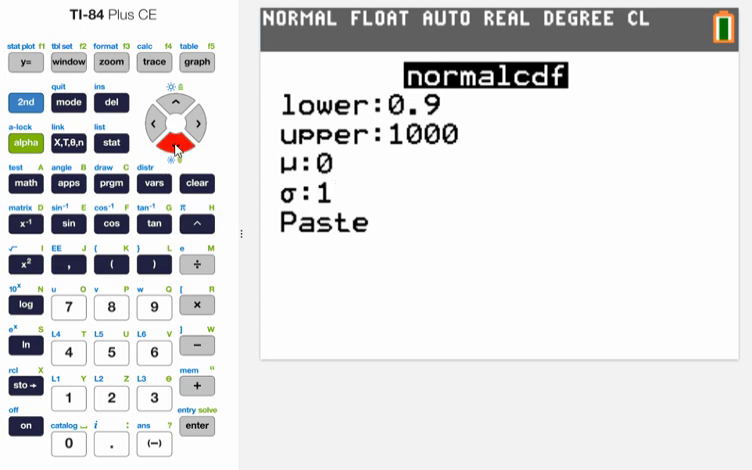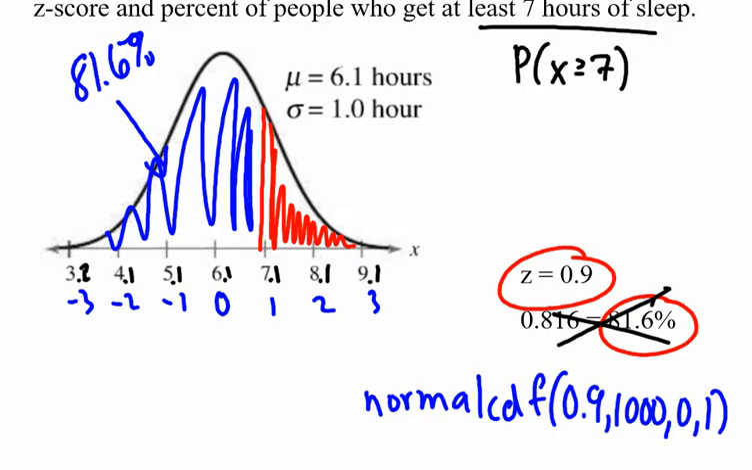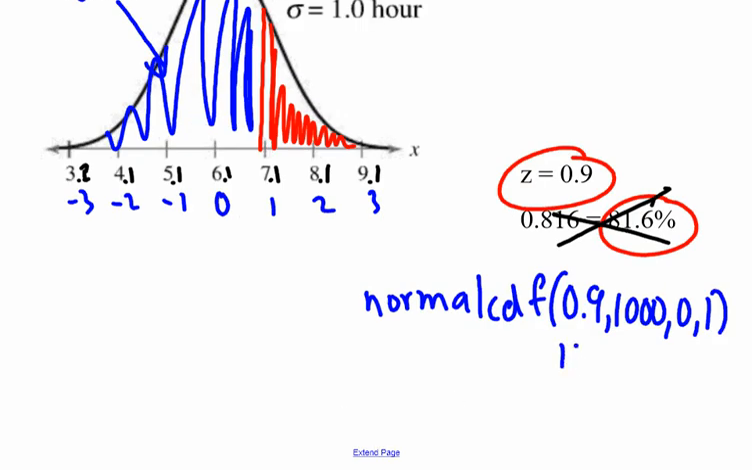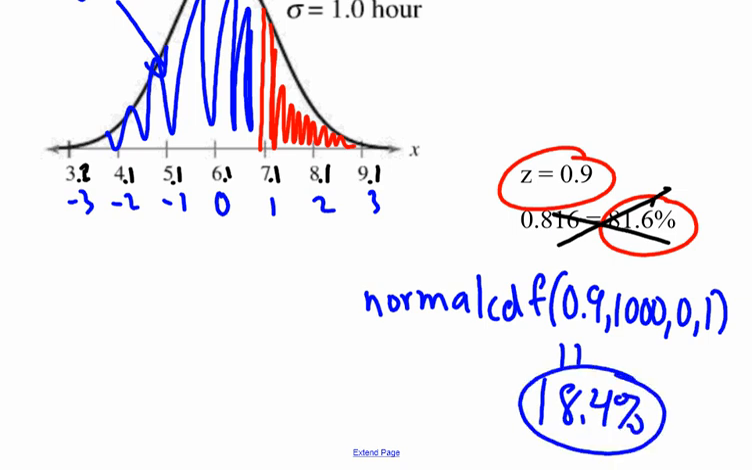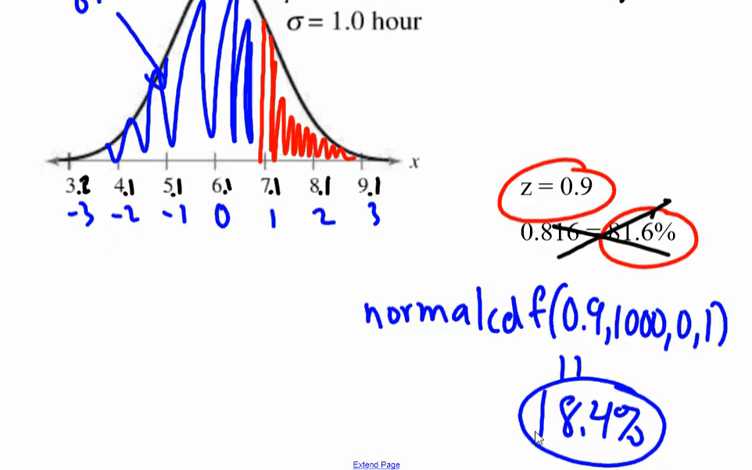Standard deviation's 1, mean is 0. Run it, yep, 18.4, which is the complement of that. Yep, so this was the 81.6 like I thought. That's why you draw the pictures. So there's an 18.4% chance you're going to get at least 7. What was stated before was at most 7. So this should be 18.4% for 7 or more hours of sleep.